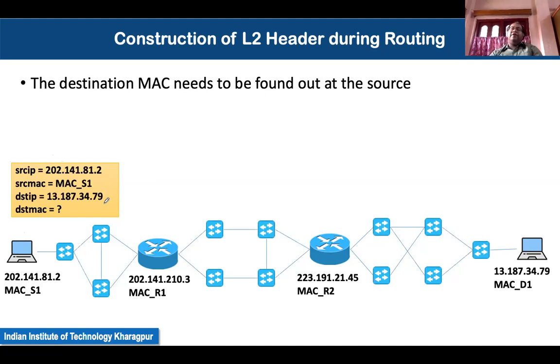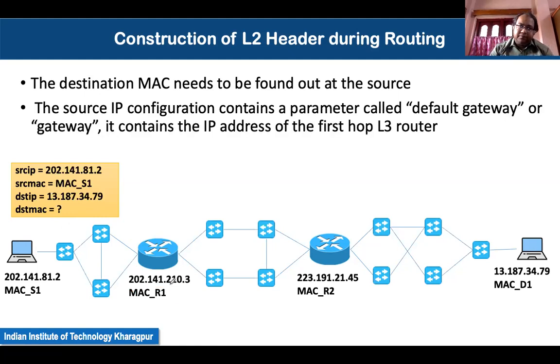Now, many of you might have a misconception that the destination MAC will be the MAC address of this machine, 13.187.34.79. But that is not true, because at every layer of the packet, whenever we put the addresses, we only consider that layer. So in the IP layer, my final destination is 13.187.34.79, but at layer 2, this is not my final destination. This is not my next destination. My next destination is the next hop router where I am going to forward it. So the destination MAC should be the MAC of R1. But the question comes: how do we get that information?